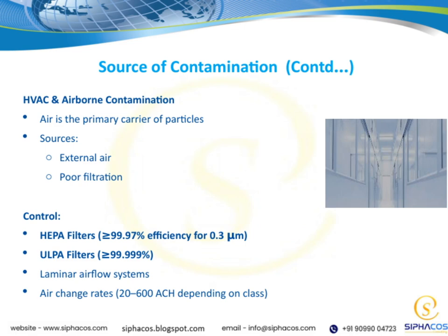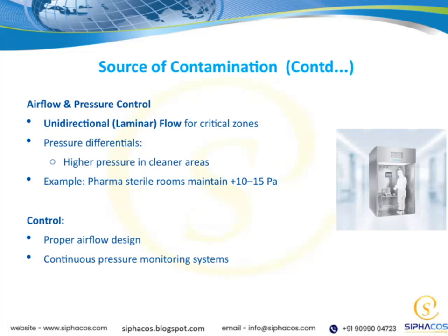Additionally, maintaining appropriate air change rates, ranging from 20 to 600 air changes per hour depending on the specific class or environment, is vital to ensure that contaminated air is constantly replaced with clean, filtered air. All these measures work together to minimize airborne contamination, which is essential for protecting both product quality and patient safety in our sterile environments.